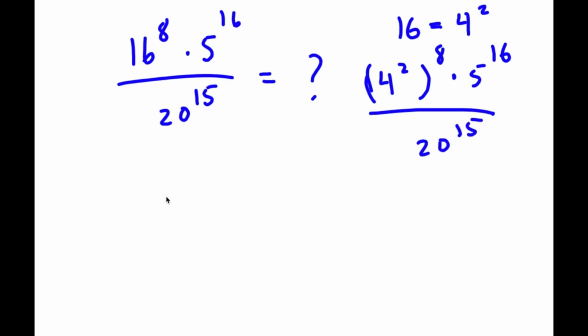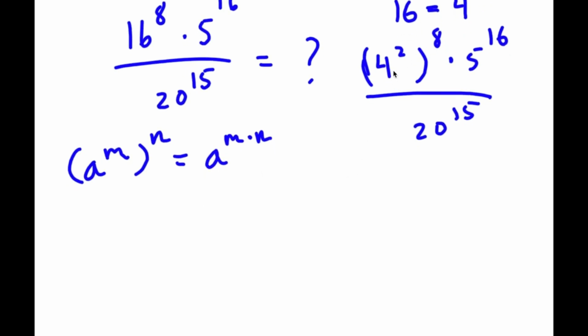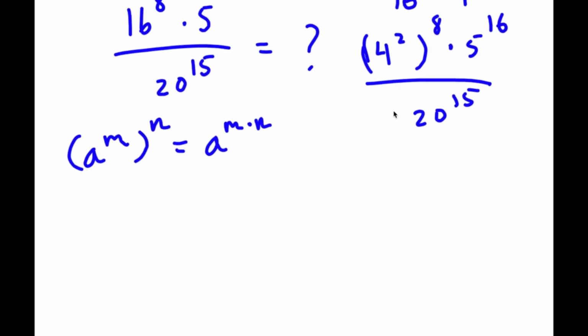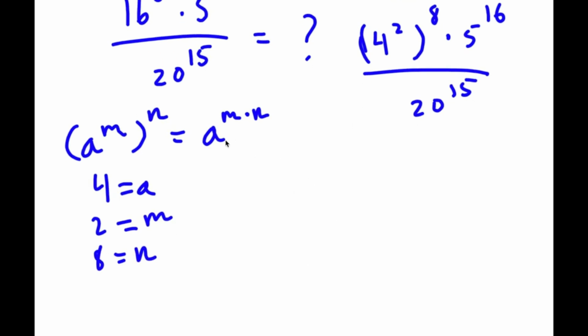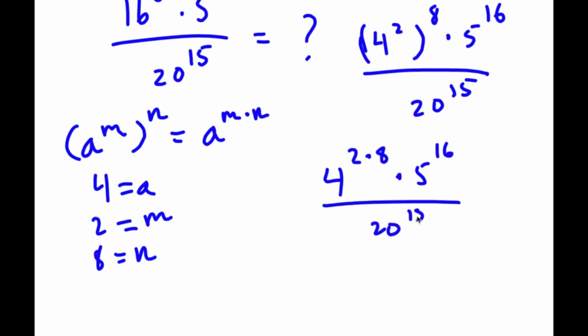Now if I have something in the form a to the power of m to the power of n, this is equal to a to the power of m times n. So 4 squared to the power of 8: we can think of 4 as a, 2 as m, and 8 as n. So if we want to put it in the form a to the power of m times n, a is 4, so we have 4 to the power of 2 times 8 times 5 to the power of 16 divided by 20 to the power of 15.